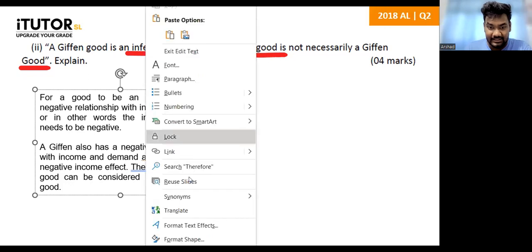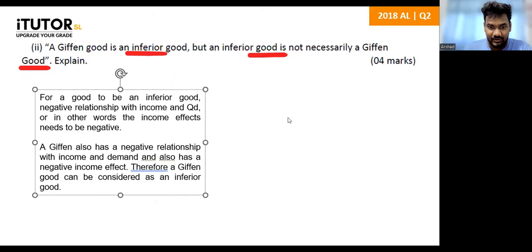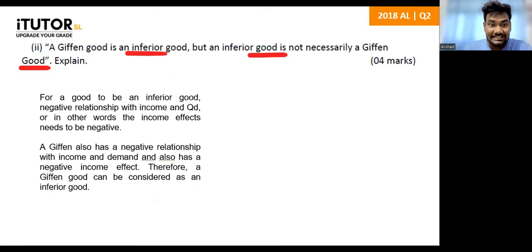Right. Okay. So this condition is met. A Giffen good is an inferior good. Now you have explained that this is the condition for a good to become an inferior good, and you have proved that also. Income and demand, or you can say even quantity demanded. Income and demand ideally, that's the more correct.